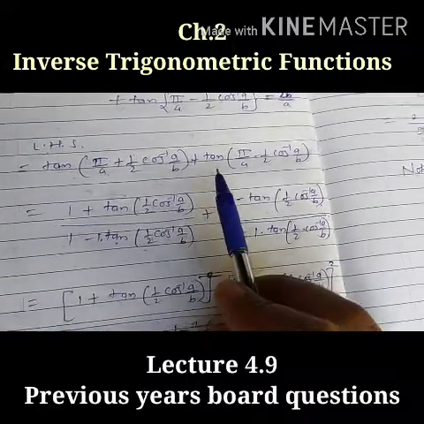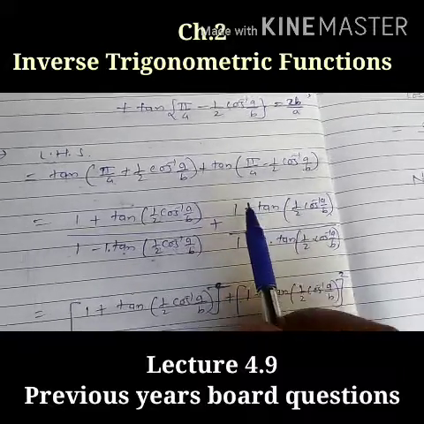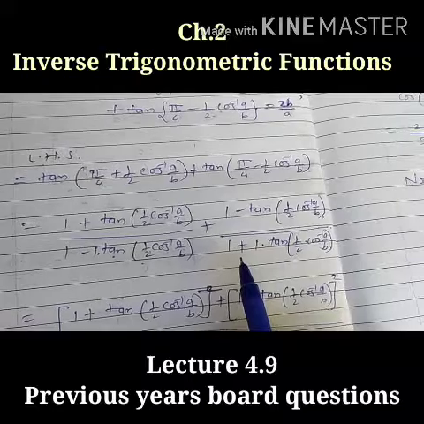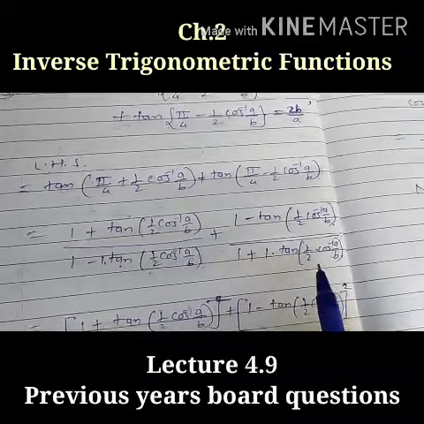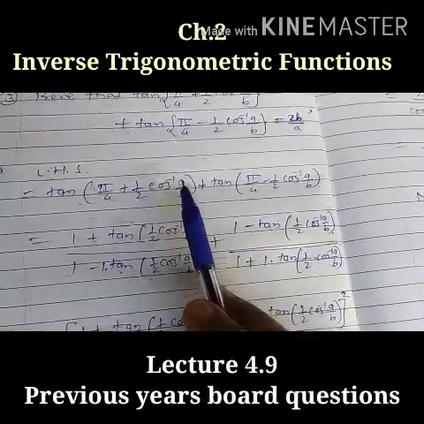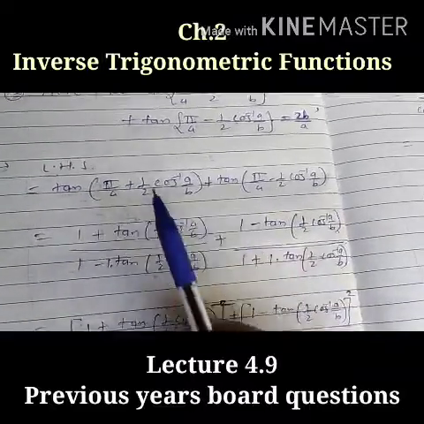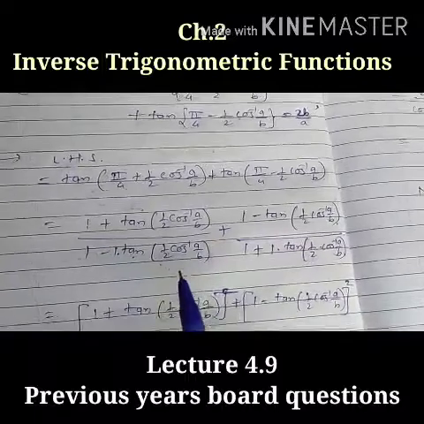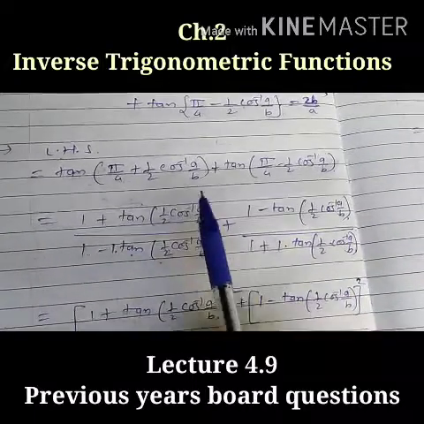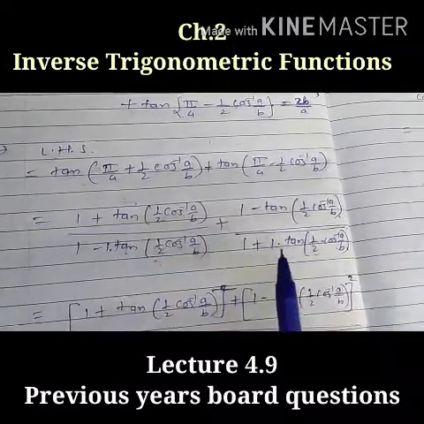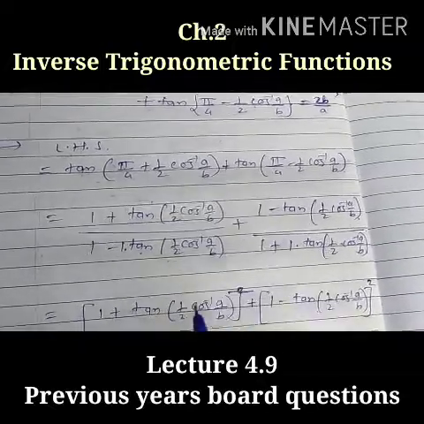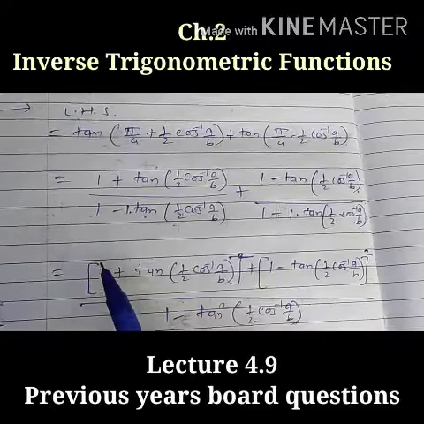Here also we'll use the formula for tan of x minus y, tan x minus tan y upon 1 plus tan x into tan y. Same here, because x and y are the same in both the expansions of tan of x plus y and tan of x minus y. So you can see here, the numerator of the first term is equal to the denominator of the second term. So when you do the cross multiplication, you will get the square of this term.